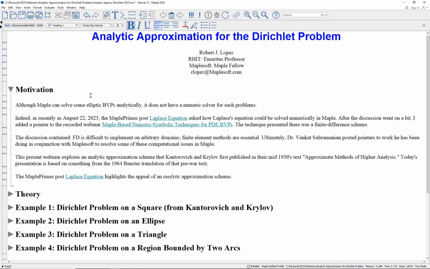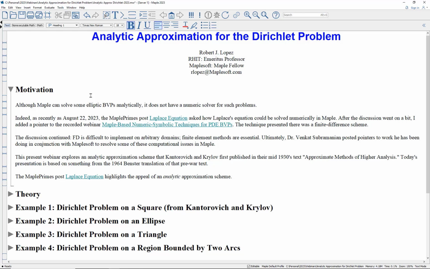The discussion continued. Finite differences are difficult to implement on arbitrary domains. So finite elements are essential, and that's really what the industry standard is. And Dr. Venkat Subramanian, who does a lot of work in this area, a Maple user, posted pointers to work he has been doing in conjunction with Maplesoft to resolve some of these computational issues in Maple. Apparently, Maple is building some of the tools, and people like Venkat are putting these tools to work together to solve these kinds of boundary value problems.